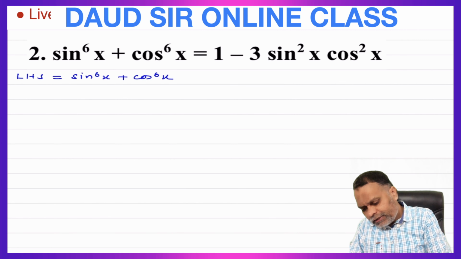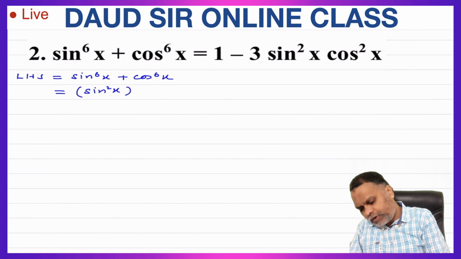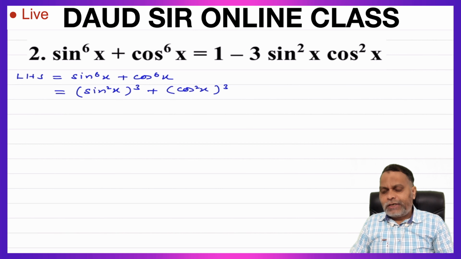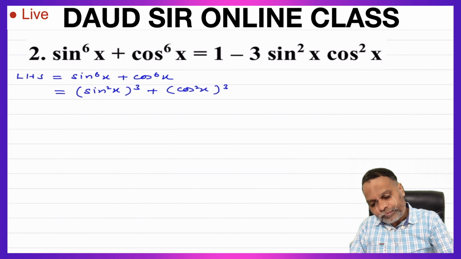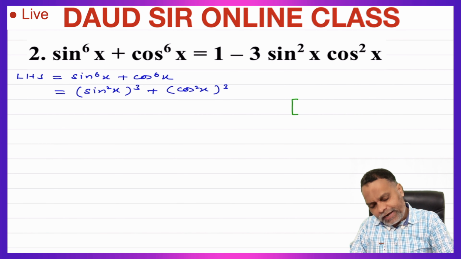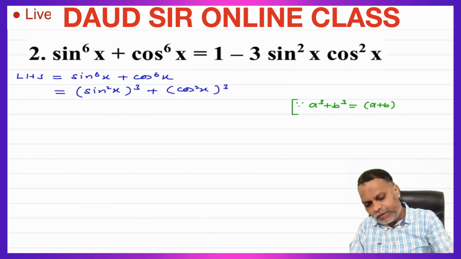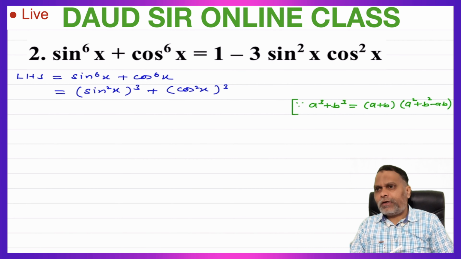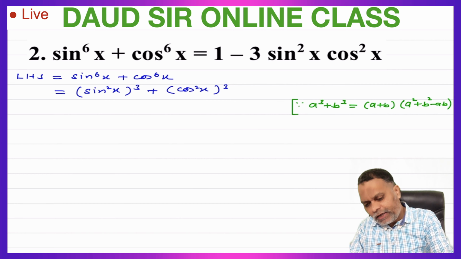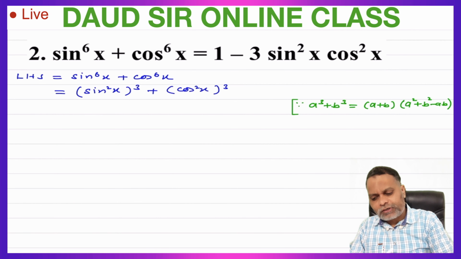Here, sin raised to the power 6x we can write as sin square x whole cube, plus cos raised to the power 6x can be written as cos square x whole cube. Here we can apply the identity a cube plus b cube. So recall the identity: a cube plus b cube is equal to a plus b into a square plus b square minus ab. This identity we can apply here. Here a is equal to sin square x and b is equal to cos square x.